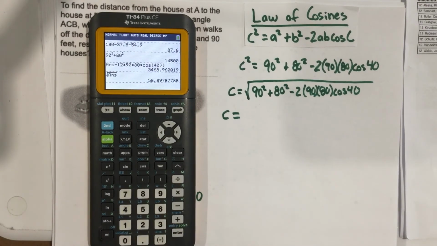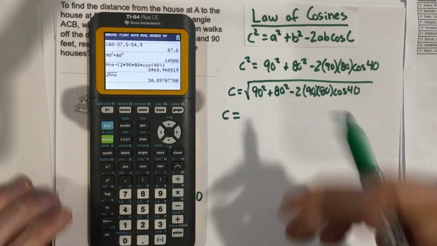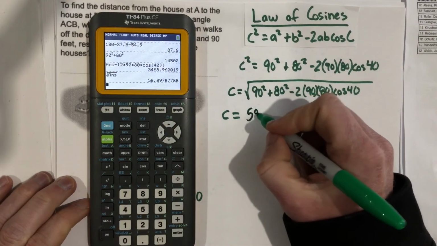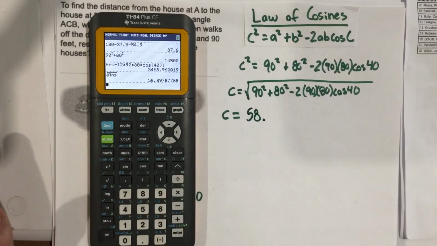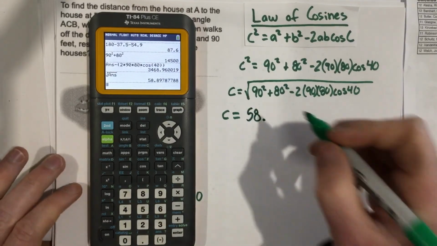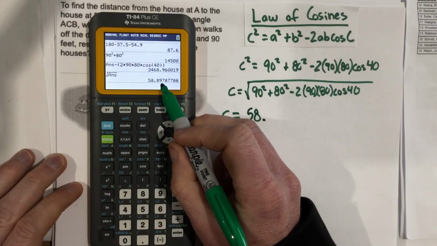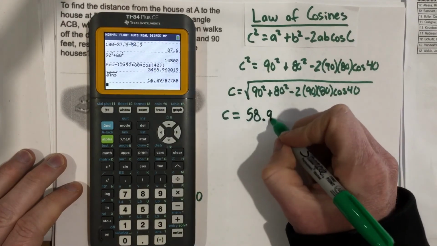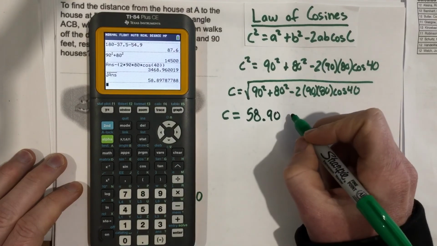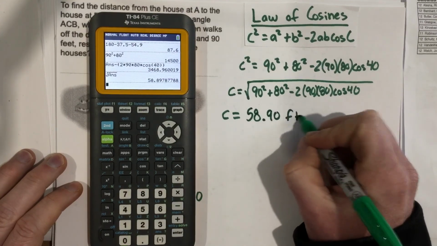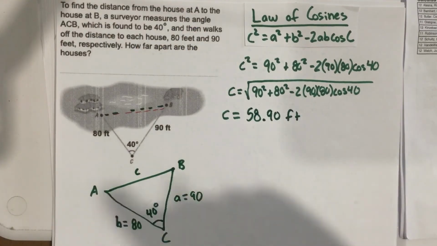And they tell us that that distance is 58 point, and they want us to round this to the nearest hundredth. So 58 point, well, the hundredth would be the 9. We round it up though, we're going to get 90. So 58.90, and that'd be 58.90 feet. That's the answer.